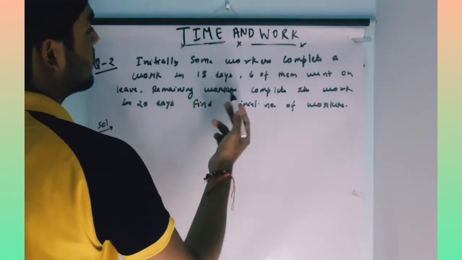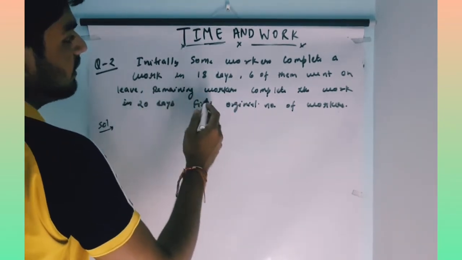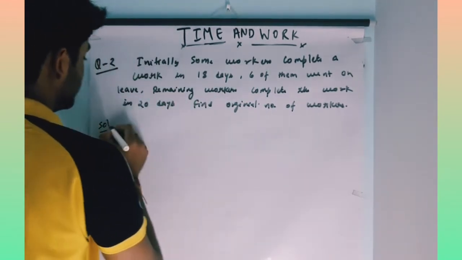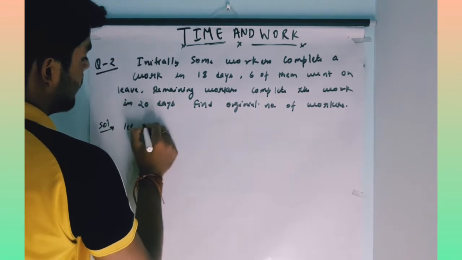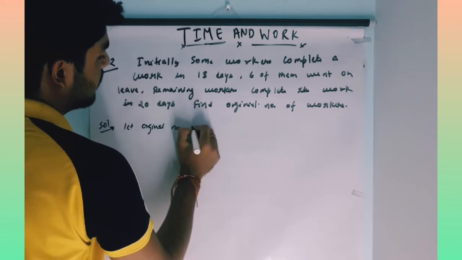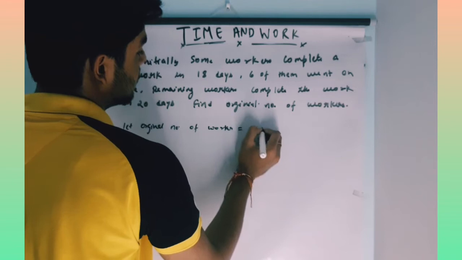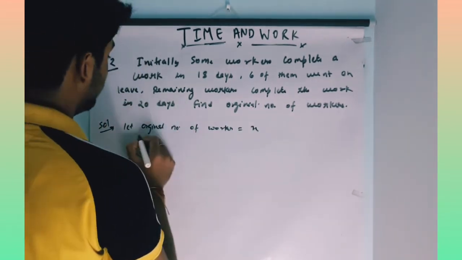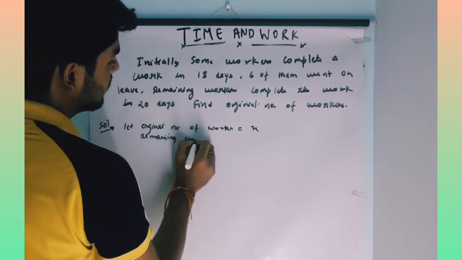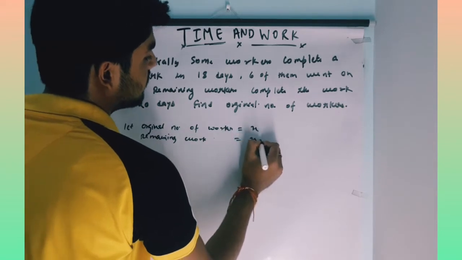Now our second question of today's lecture. Initially some workers complete a work in 18 days. 6 of them went on leave and the remaining workers complete the same work in 20 days. Find the original number of workers. So let the original number of workers be X. Now the remaining workers, as 6 of them went on leave, is X minus 6.